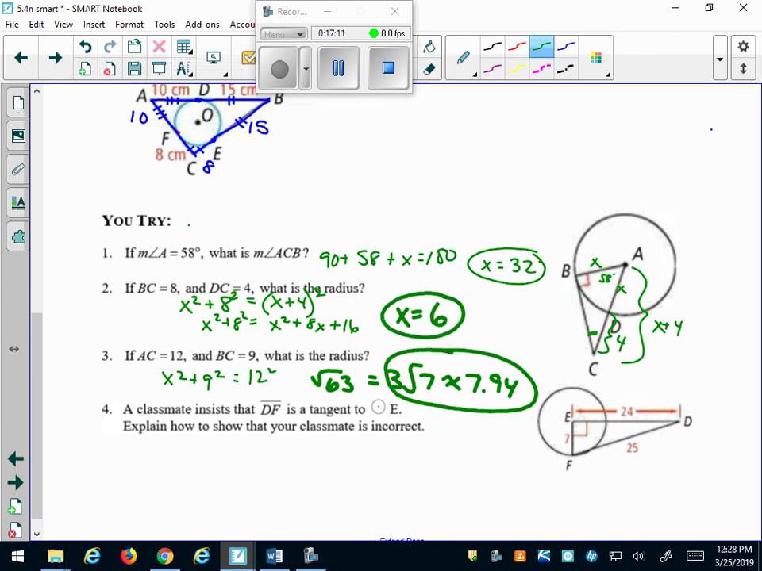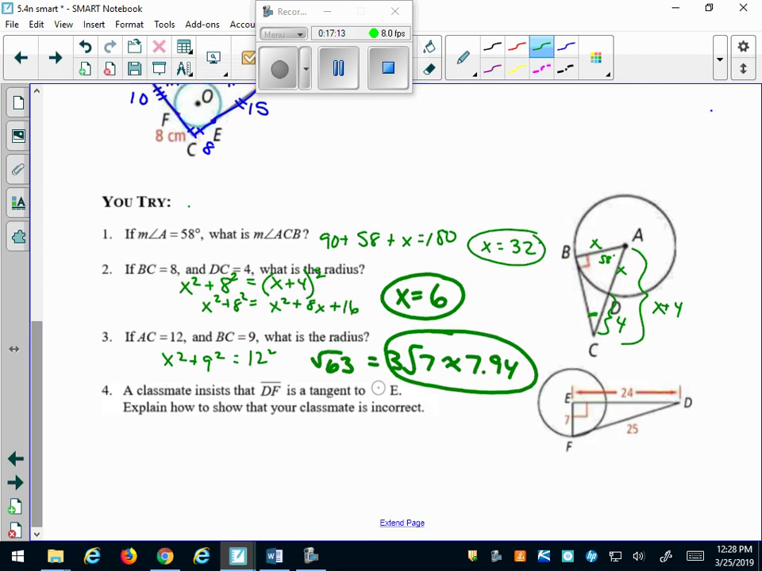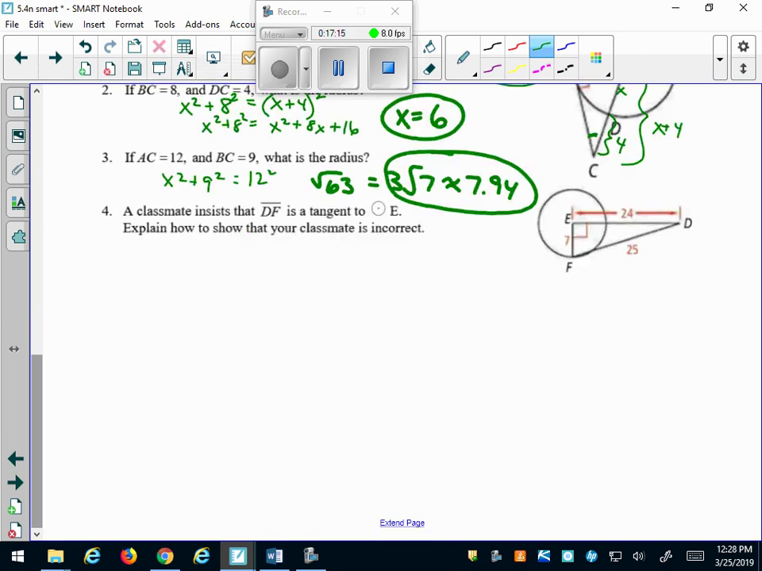All right, and then number 4. Your classmate insists that DF is a tangent line. So I saw some people checking Pythagorean theorem here and saying, well, yeah, it works. But yes, Pythagorean theorem works if this is a right angle, and you check Pythagorean theorem, 7 squared plus 24 squared should equal 25 squared. But that's not answering the question. The question is, why is it impossible for DF to be a tangent line?